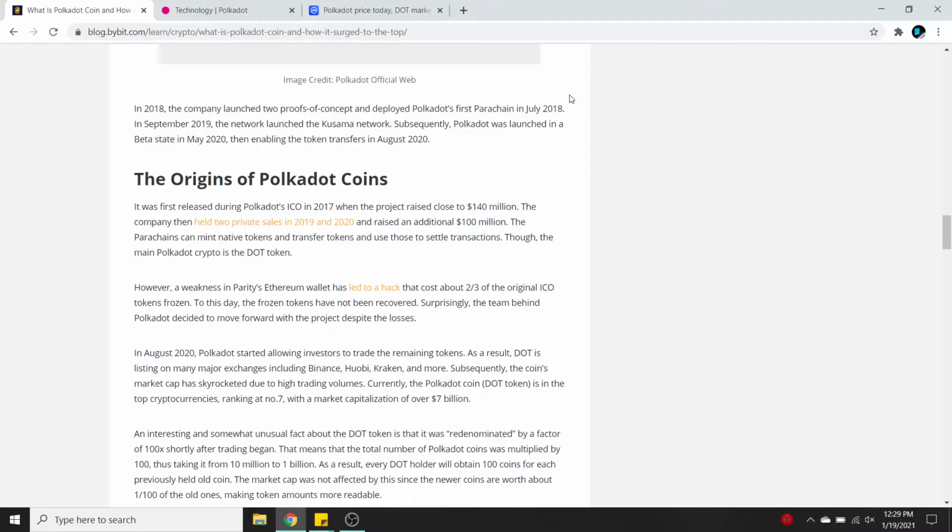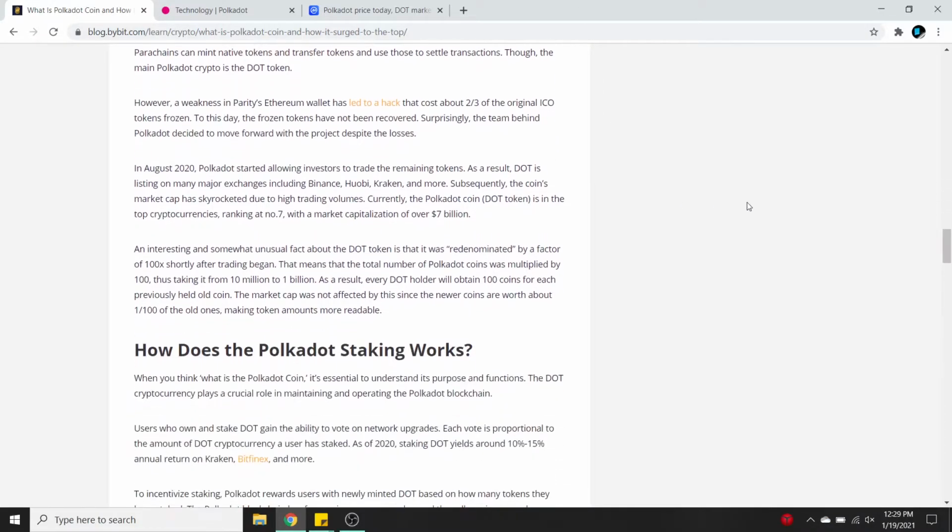is the DOT token. However, a weakness in Parity's Ethereum wallet led to a hack that cost about two-thirds of the original ICO tokens frozen, and to this day, the frozen tokens have not yet been recovered. Surprisingly though, the team behind Polkadot decided to move forward with the project despite the losses, and in August 2020, Polkadot started allowing investors to trade the remaining tokens.